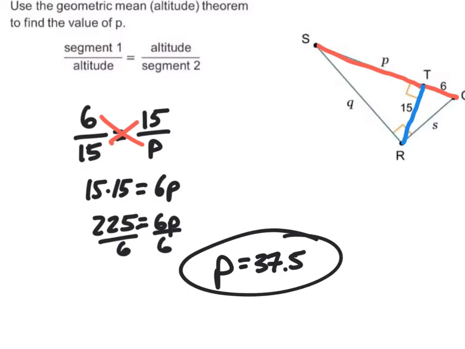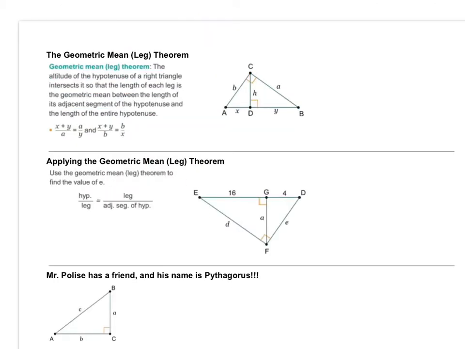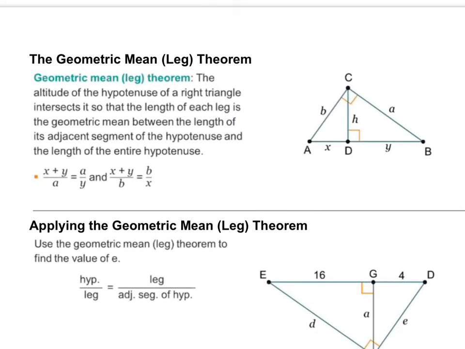So it's your ability to recognize what this figure looks like and then know what theorem to use. The next theorem is kind of interesting. This one is the geometric mean leg theorem. What that means is that the altitude of the hypotenuse of a right triangle intersects it so that the length of each leg is the geometric mean between the length of its adjacent segment of the hypotenuse and the length of the entire hypotenuse. So we have this concept here.